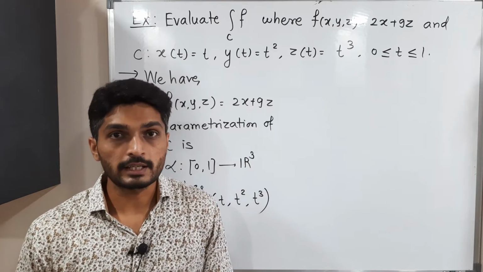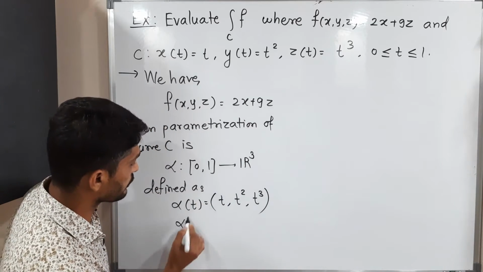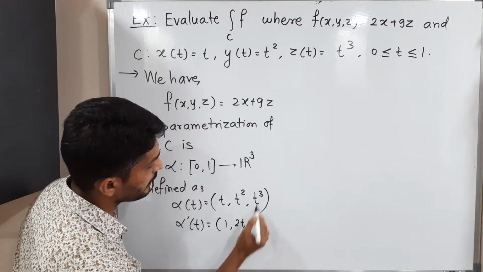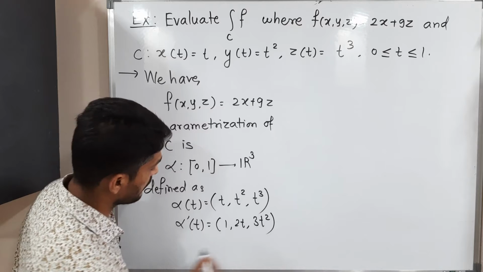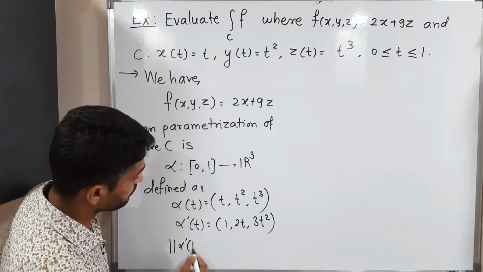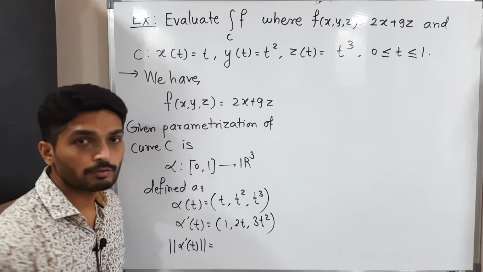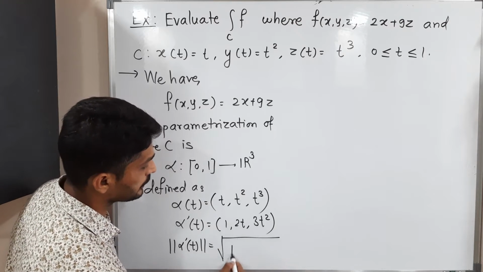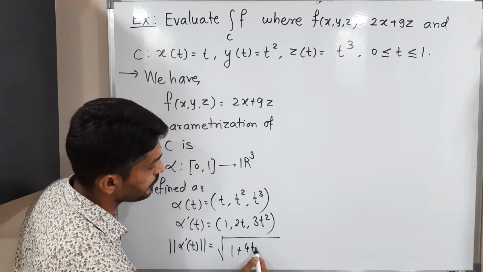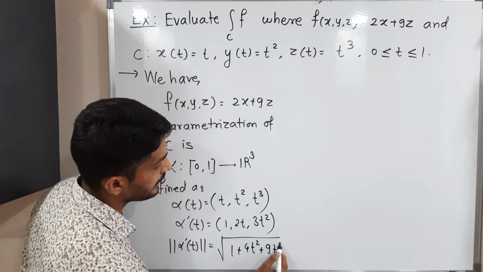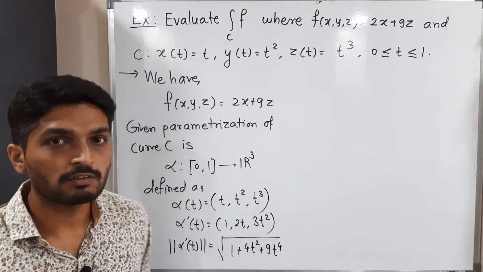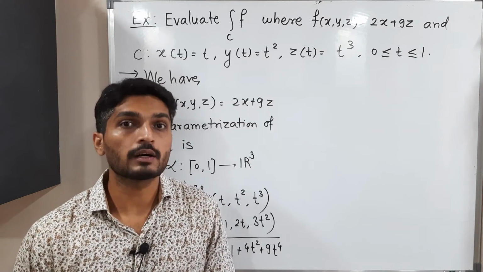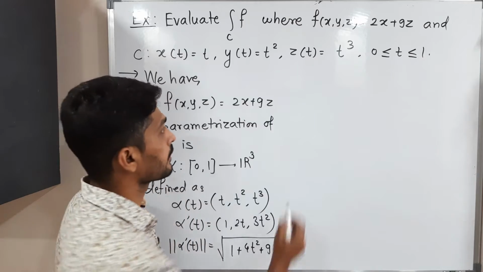First of all, we will find their derivatives. Alpha dash of t: the derivative of t is 1, the derivative of t square is 2t, and the derivative of t cube is 3t square. After that we will find their norm. You know well how to find the norm by taking the square root. The square of the first is 1, the square of the second is 4t square, and the square of the third is 9t raised to 4. So this is the norm of alpha dash of t. We are also interested in f of alpha of t, so let us find it also.